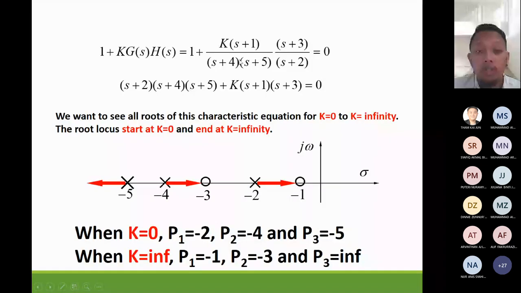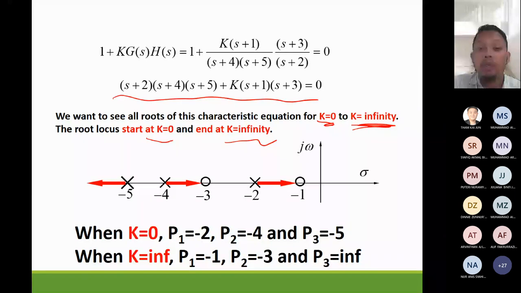When we equate it to 0, then we can rearrange and get this equation here. What we want to do is see all of the roots of this equation for K equals 0 and for K equals infinity. So what happens to the value of s when K equals 0 and when K equals infinity? Then the root locus will start at K equals 0 and end at K equals infinity. If you use MATLAB to plot this root locus, you get something like shown in this figure. The root locus is represented by the red arrows here.